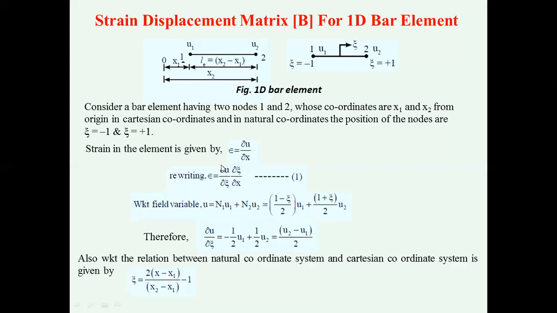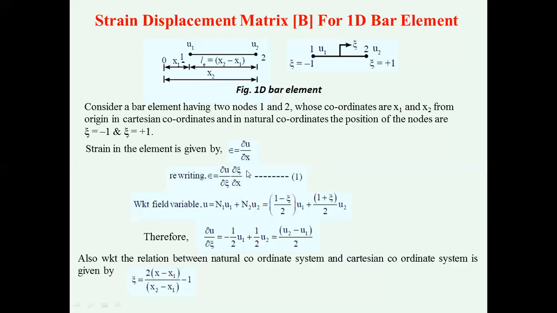Now in equation 1, you need the term dou u by dou zeta. So you differentiate the field variable with respect to zeta. So dou u by dou zeta equals the differentiation of this. Half becomes 0, minus zeta by 2 becomes minus 1 by 2 into u1, plus again 1 by 2 becomes 0, differentiation of zeta is 1, so 1 by 2 into u2. So dou u by dou zeta equals u2 minus u1 divided by 2. So you got the term dou u by dou zeta.